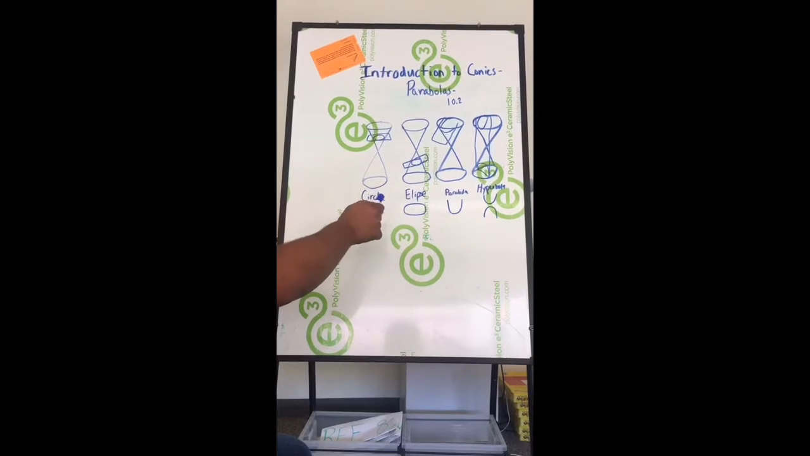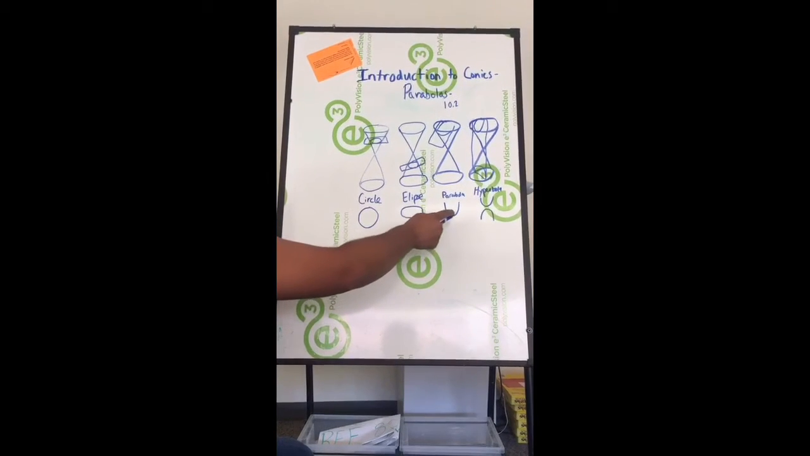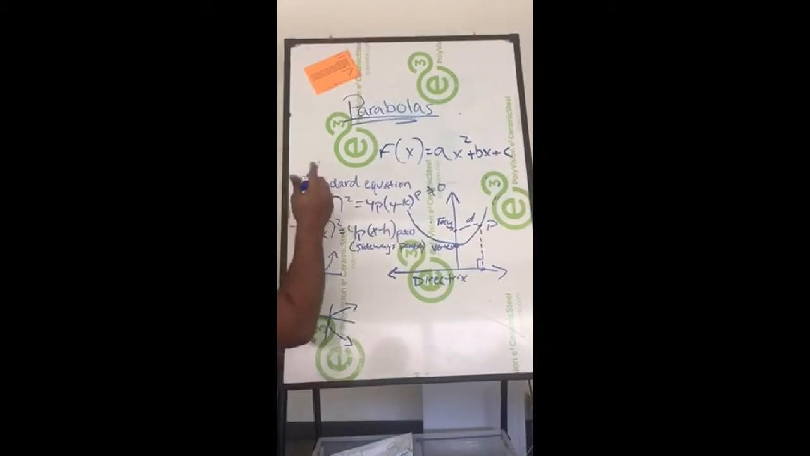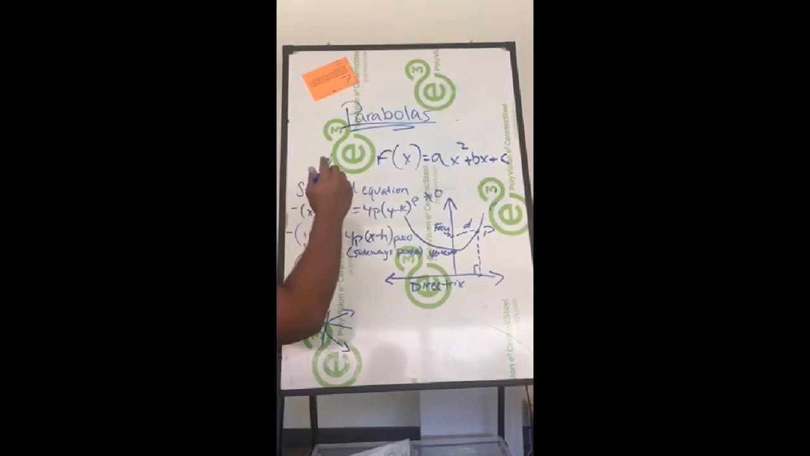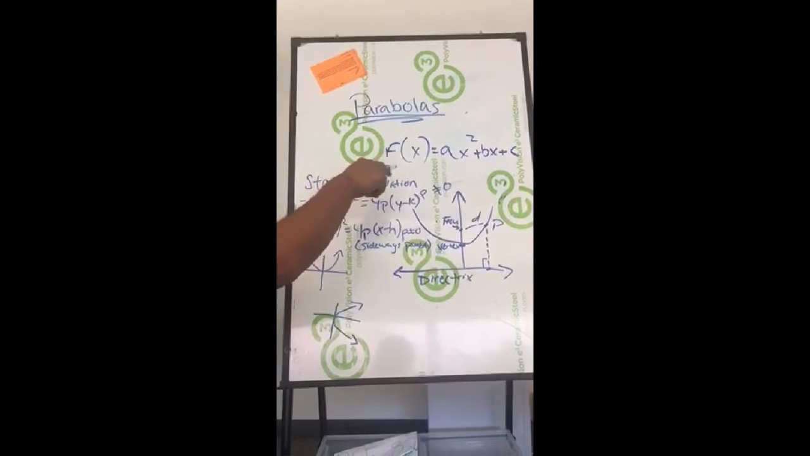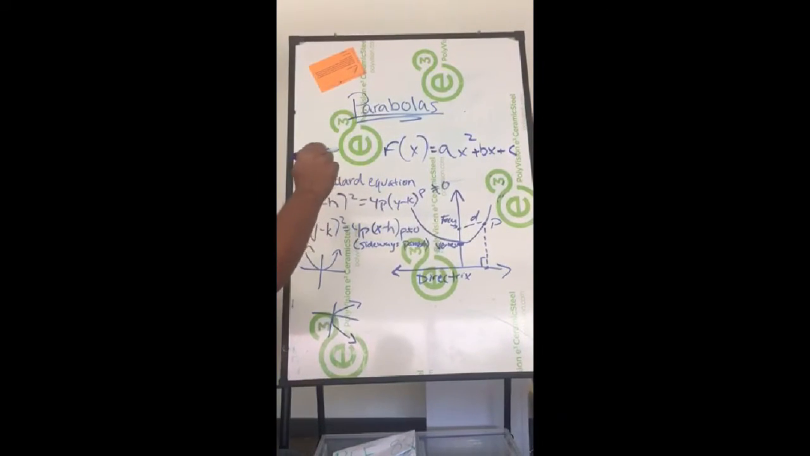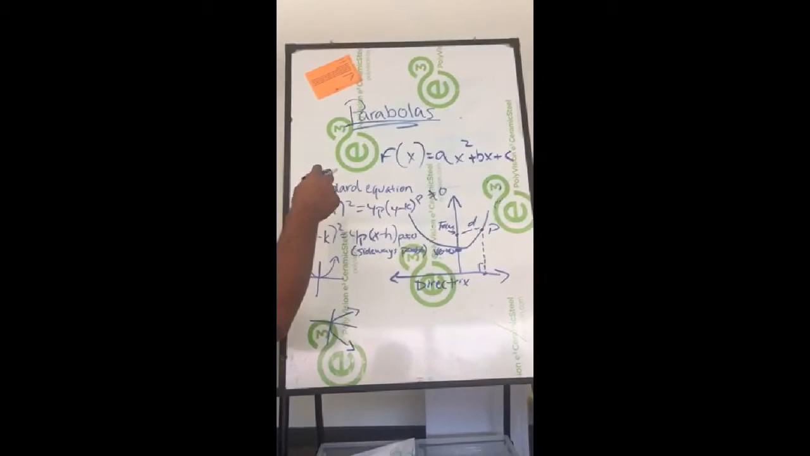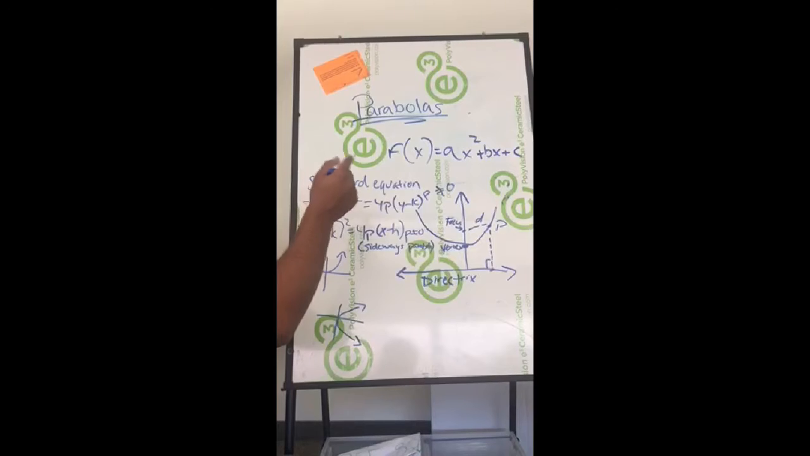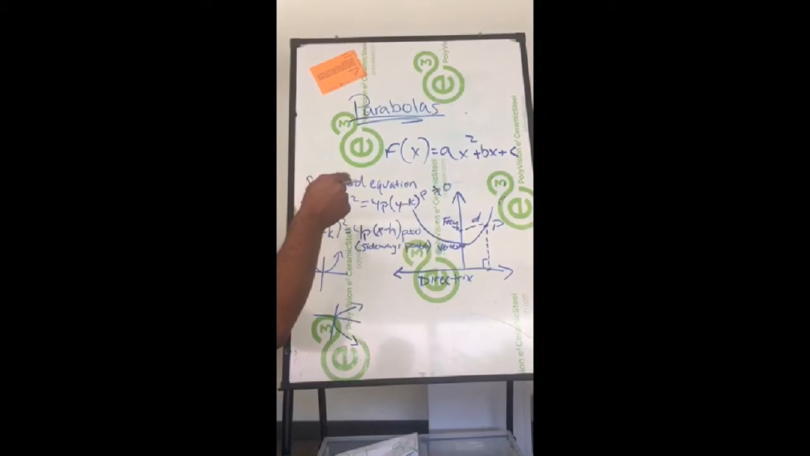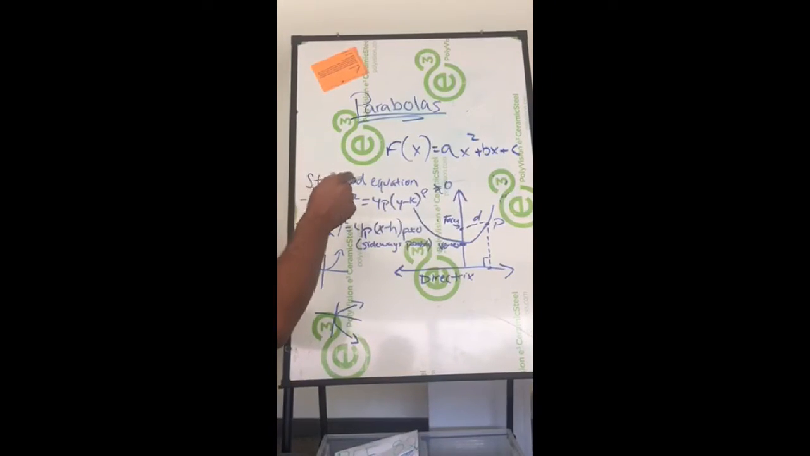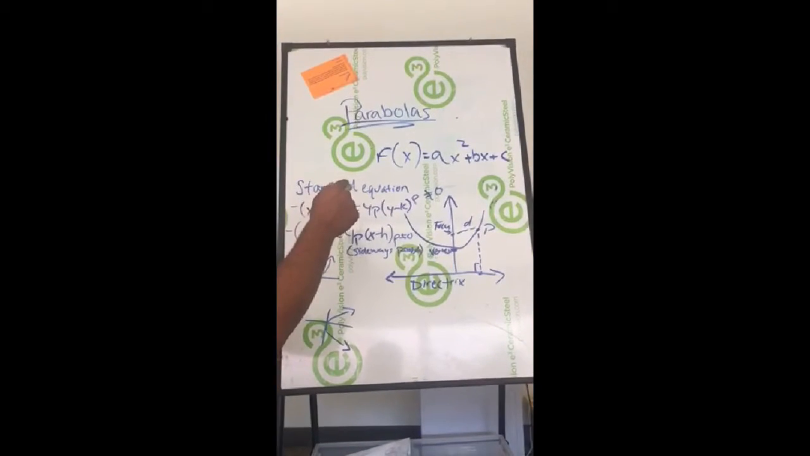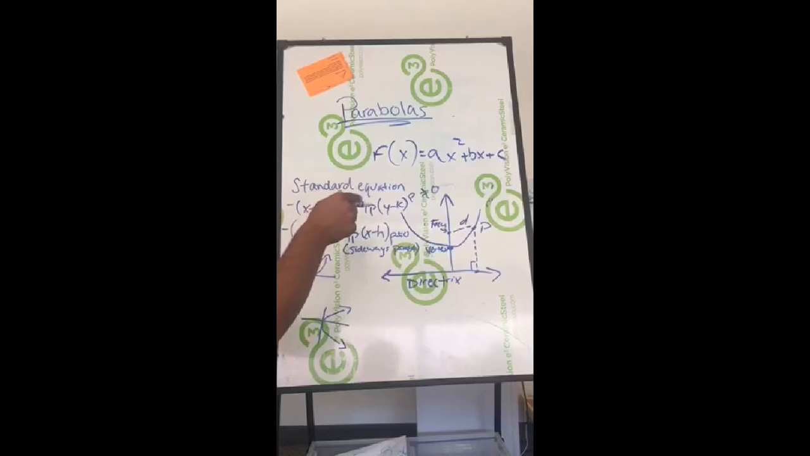But we're going to specifically focus on parabolas. We're familiar with the general equation for parabolas, that is ax squared plus bx plus c. But we're going to go into the definition of parabolas. By definition, a parabola is the set of all points x, y in a plane that are equidistant from a fixed line called a directrix, and a fixed point not on the directrix called a focus.